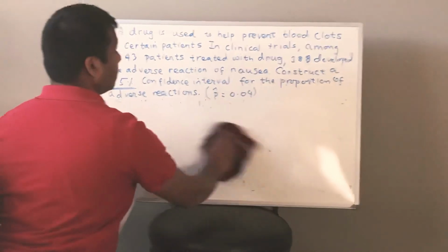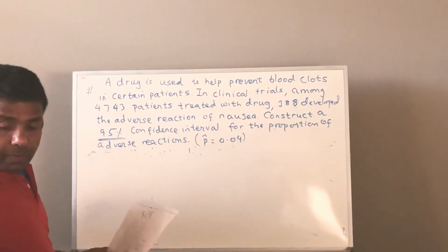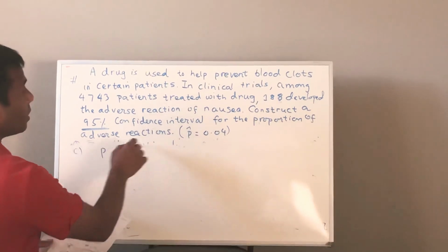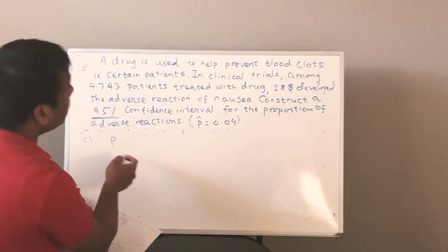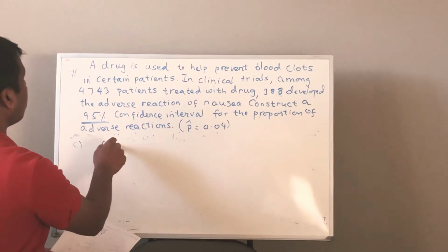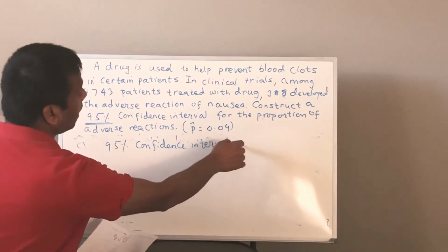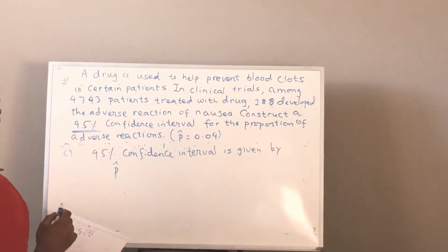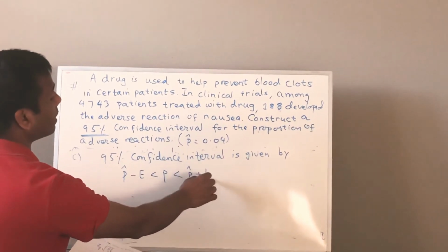So part C is, I think you have to find out the value. Part C is this, because you are supposed to find out the 95% confidence interval, right? So for the proportion problem, your 95% confidence interval is given by p hat minus margin of error is less than p is less than p hat plus margin of error.